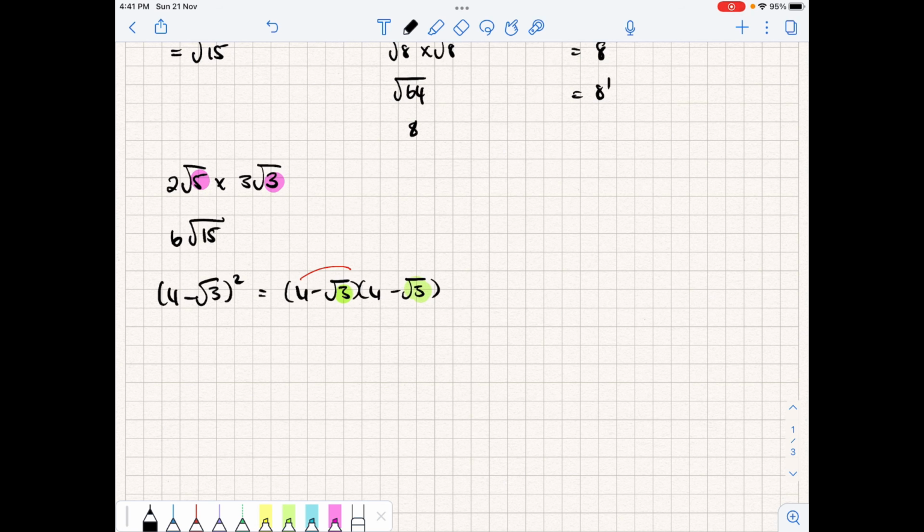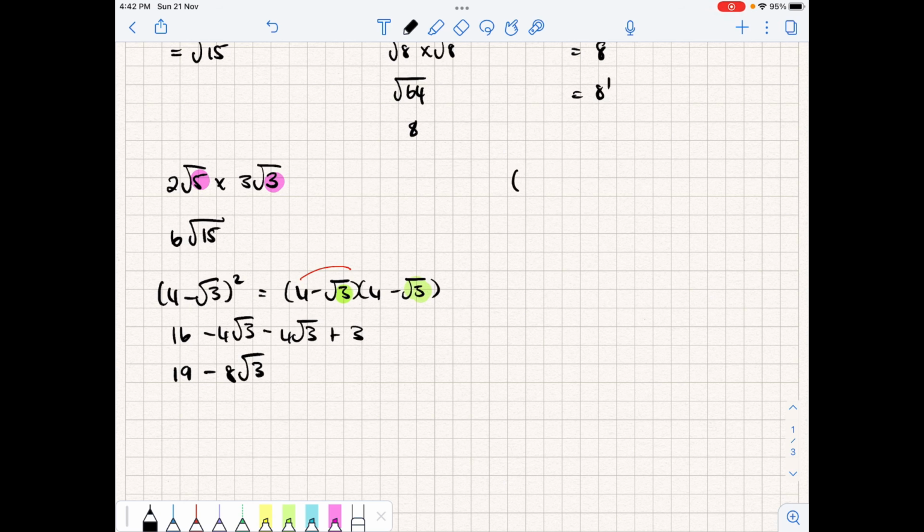So we'll get 4 times 4, which is 16. Then the outer term will give us 4 times minus square root 3, which is going to give us minus 4 square root 3. The inner will give us minus 4 square root 3. And then very importantly, we have negative square root 3 times negative square root 3, and so we'll just get 3. So from here, we can just simplify. We can add 16 and 3. We'll get 19 and minus 8 square root 3. So there we have expanded and simplified.